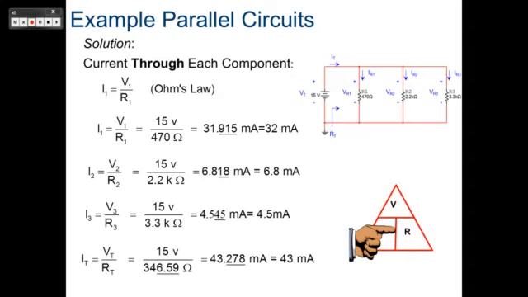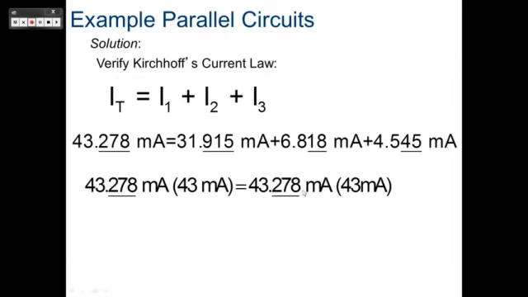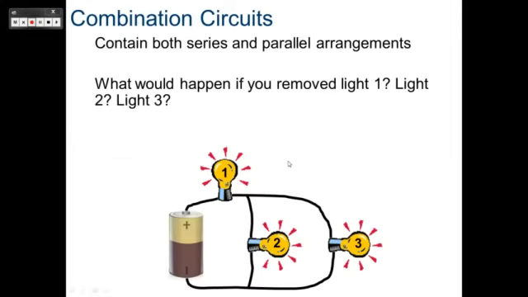The total current should be equal to the total current we found previously. So I take my total voltage, divide it by my total resistance, and it gives me the same as if I were to go and add all of my individual currents together, and they're almost identical.